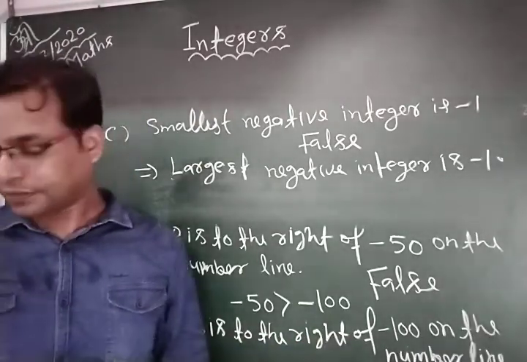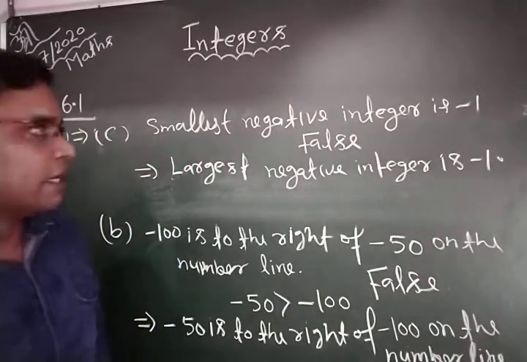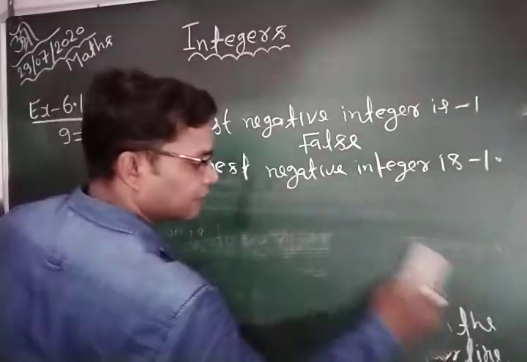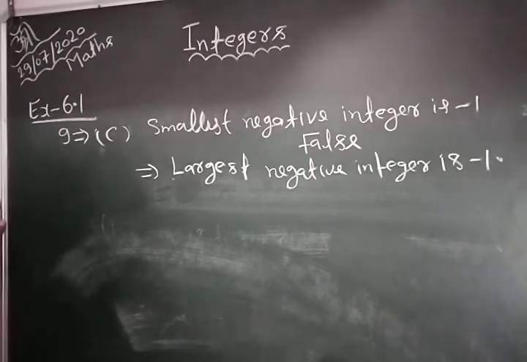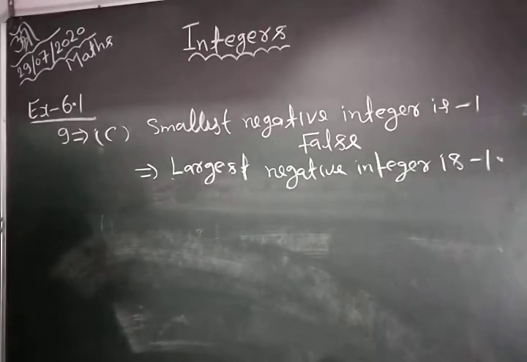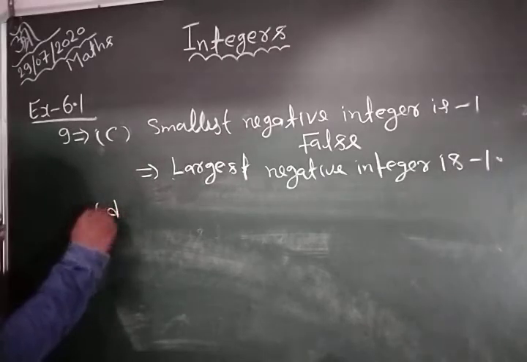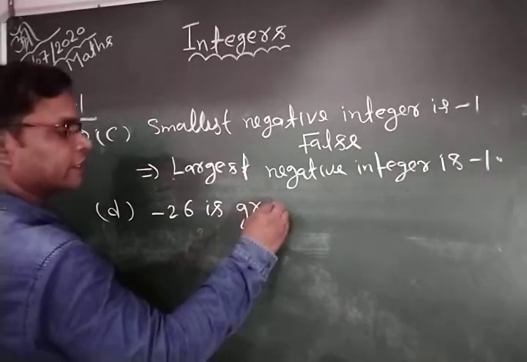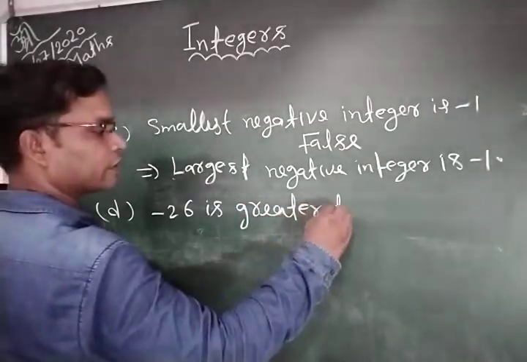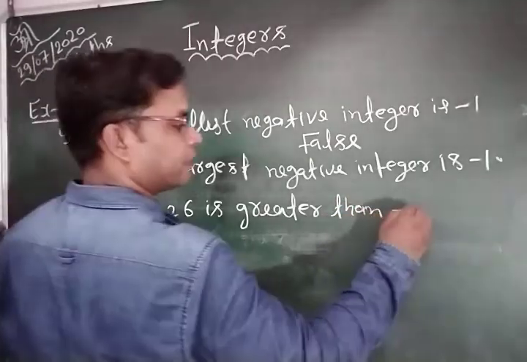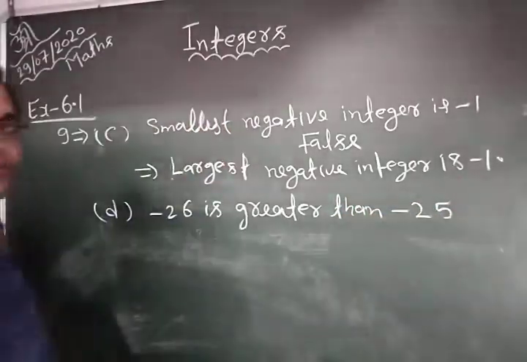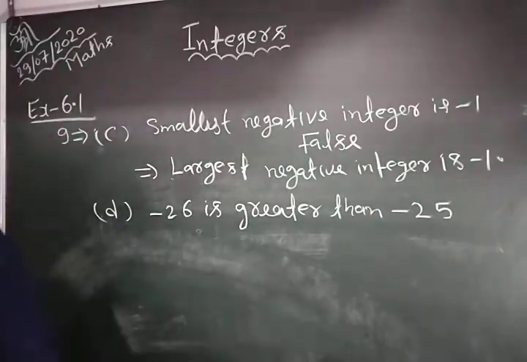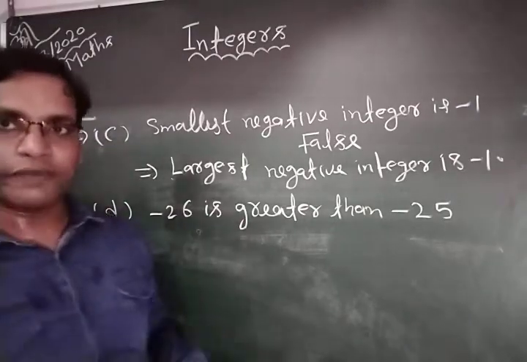This is clear. Now the next part of question number 9, the D part, is: minus 26 is greater than minus 25. This is given. Minus 26 is greater than minus 25. So is this statement true or false?